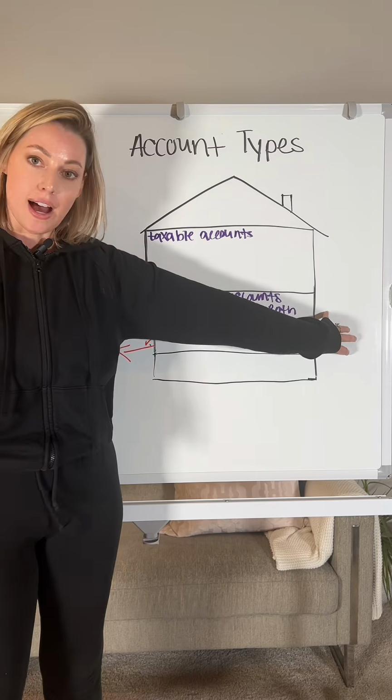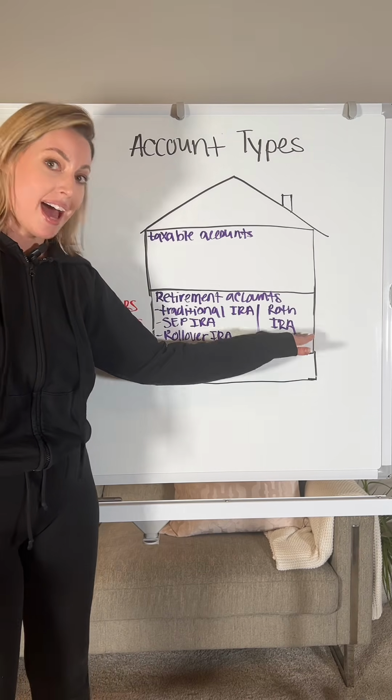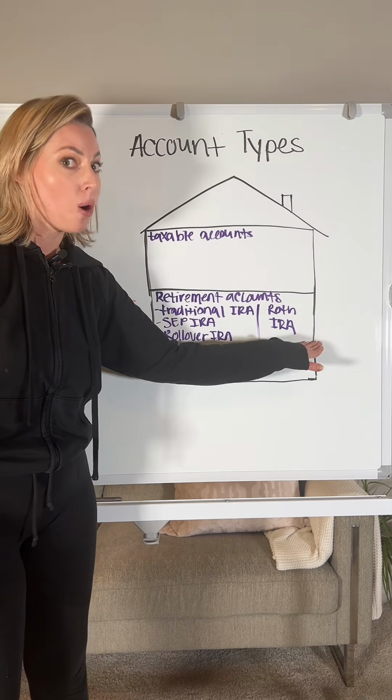If you're already in a lower tax bracket, you might end up in the Roth IRA room, in which case you're contributing after-tax dollars. And when you withdraw from that, you're not taxed on it because you already were taxed.